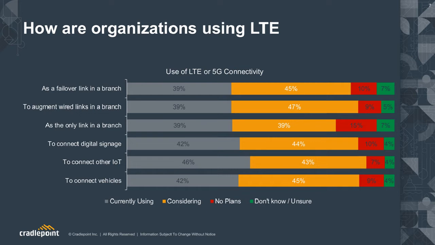many of them are using it in a branch, but many people are also using wireless to connect other things such as digital signage, other types of IoT, including security cameras, and to connect vehicles. And all of those are use cases where the amount of bandwidth needed is growing. Digital signage isn't just a static sign anymore. It's often bidirectional, collecting data as well as sending down rich multimedia. IoT data usage is growing, and of course vehicles, which we'll talk about, are an incredibly rich source of data nowadays, connecting over wireless.